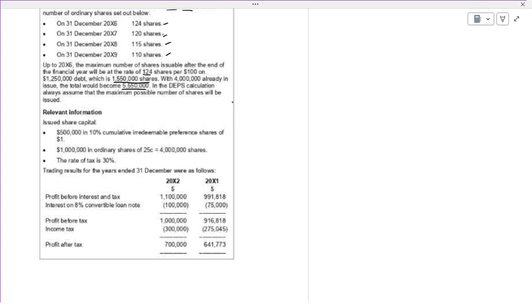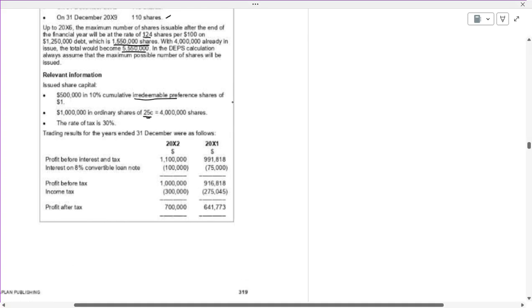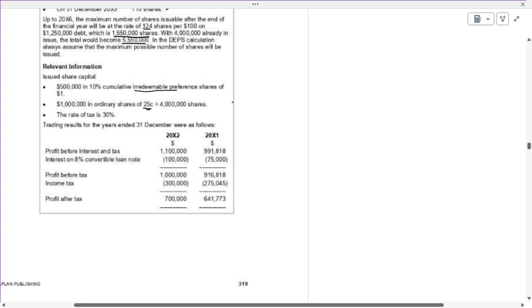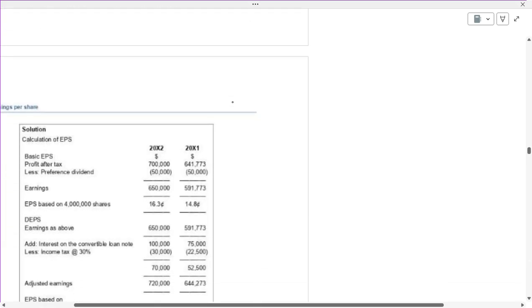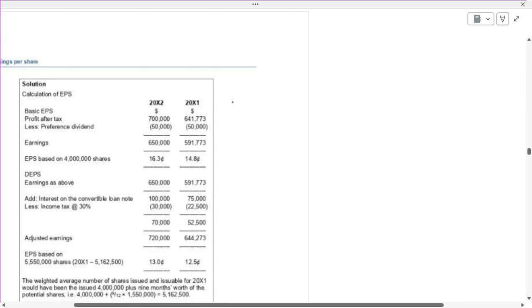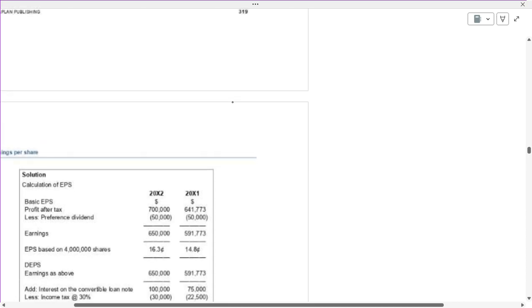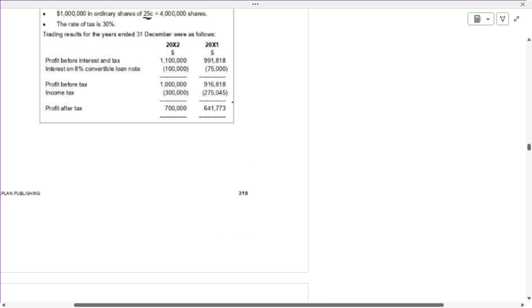500,000 irredeemable preference shares, and 1 million ordinary shares at 25 cents. The tax rate is 30%. They gave you the interest, the profit before interest and tax, interest, profit before tax, and profit after tax. Fine. Now, just keep it in mind. Basic earnings. How much is the profit before tax? 700. We take the same amount.